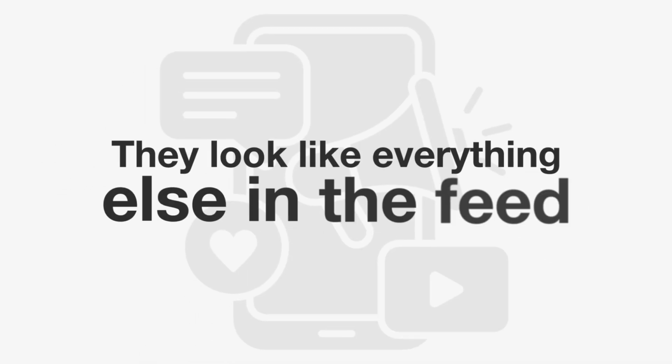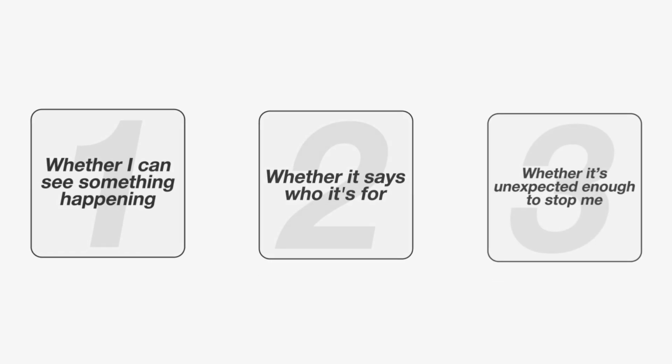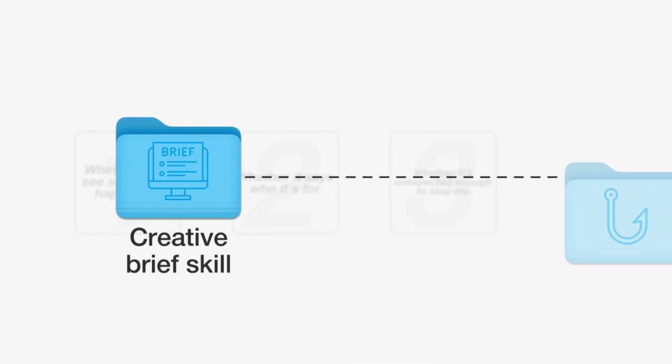Now, believe it or not, the ads that look the most expensive usually do the worst. When something looks obviously produced, it feels more like an ad, and that makes people scroll away. So the ones shot on a phone tend to beat ones that are more polished because they look like everything else in the feed. Now, for the ads that aren't doing any of those 3 things, I run our creative brief skill to write new hooks.